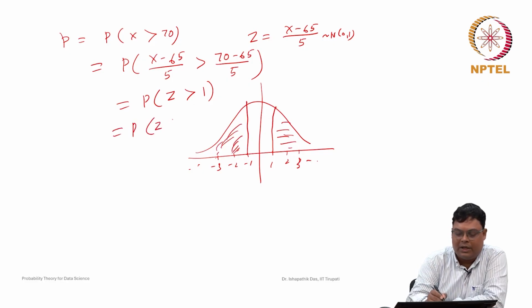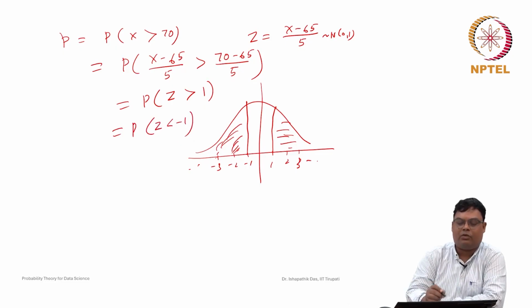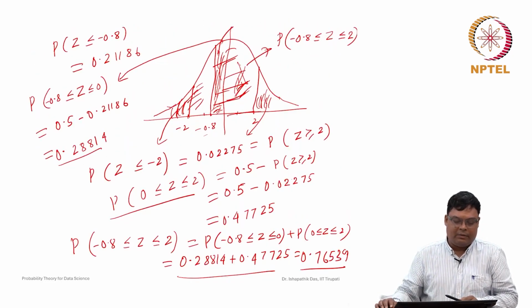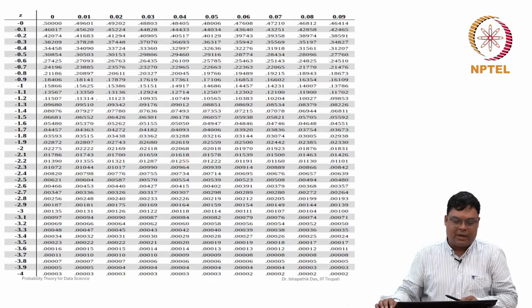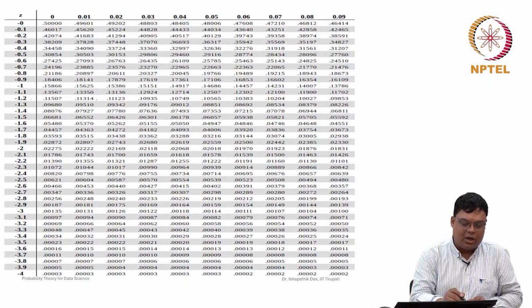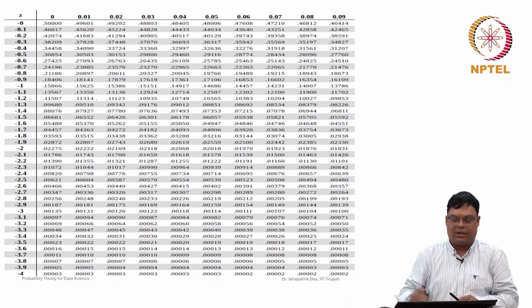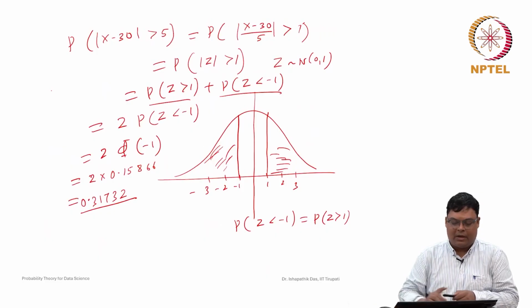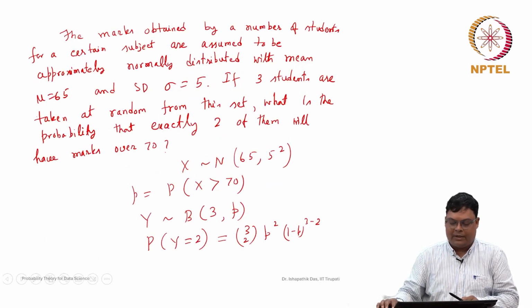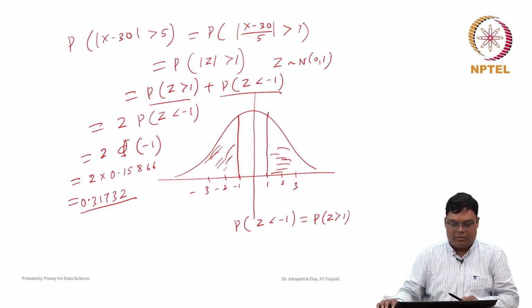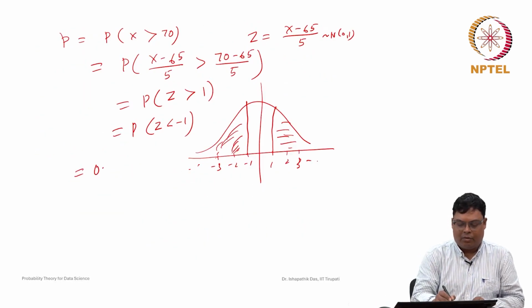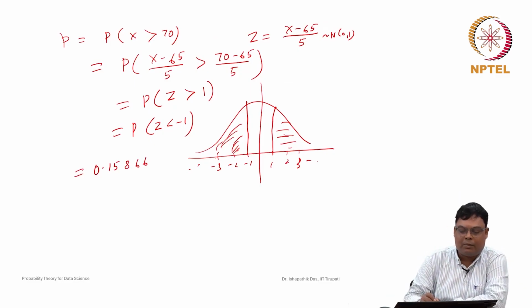So this is the probability of z less than minus 1. We use the negative number because from the table we can find this value. The probability that z is less than minus 1 is 0.15866. So we know this probability p, which is 0.15866.